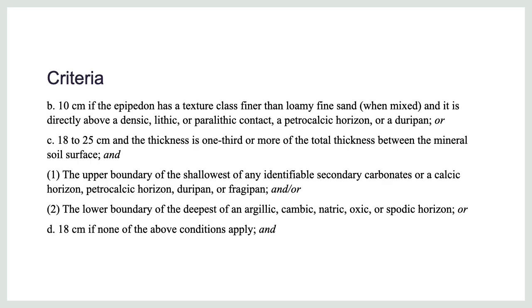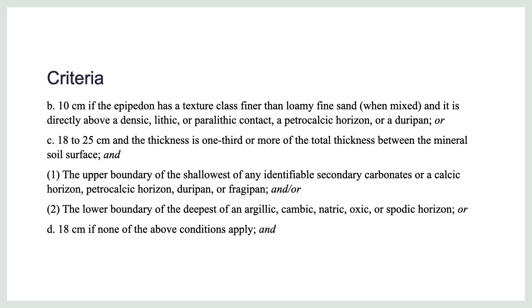As I said, if you have something that avoids root growing, just 10 centimeters will be enough, and between 18 and 25 centimeters, it should be 1/3 of the total thickness between the mineral soil surface and something like this or that, basically the same as the mollic. And the last option, 18 centimeters if none of these conditions apply. So the thickness is basically the same as the mollic.